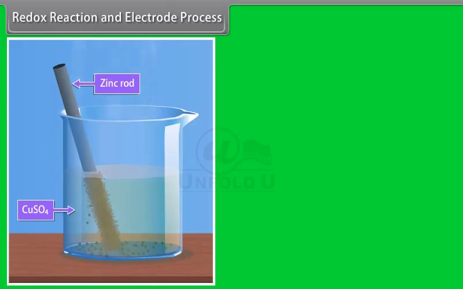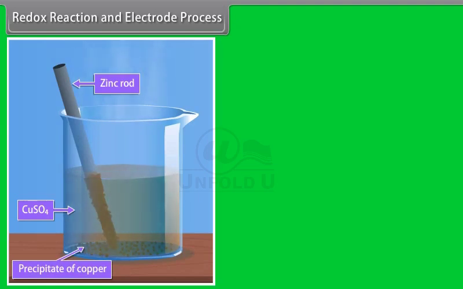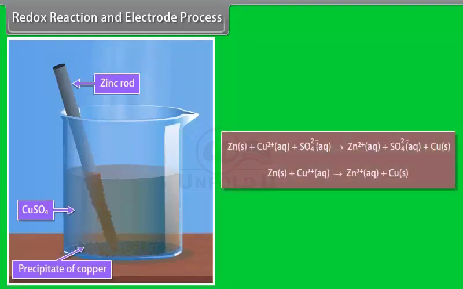Zinc rod starts dissolving and loses its mass gradually. The blue color of CuSO4 solution slowly fades. A reddish-brown precipitate of copper settles down at the bottom of the beaker. The reaction takes place with the evolution of heat. The solution remains electrically neutral. The reaction does not continue indefinitely but stops after some time.